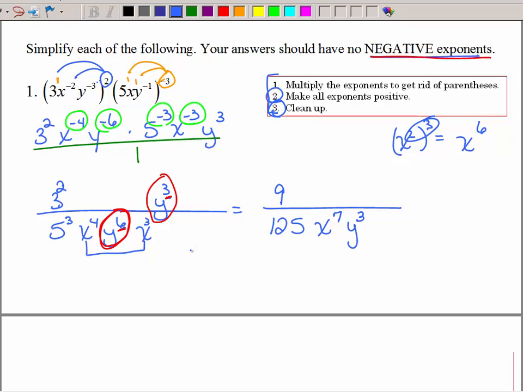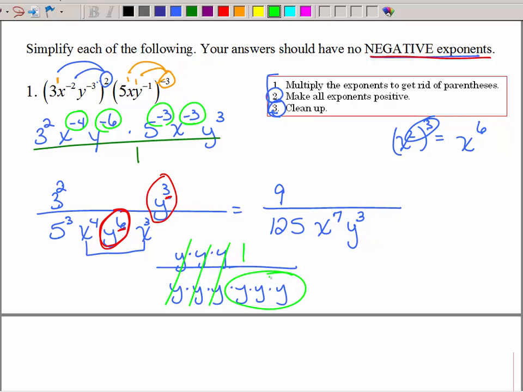Another way to remember that: if you have y to the 3rd power on top and y to the 6th power on the bottom, you would reduce, and you would have y to the 3rd power on the bottom. That's where the rule comes from as far as subtracting the exponents. So this is my final answer. I don't have any negative exponents. Everything is as simplified as I can possibly make it.